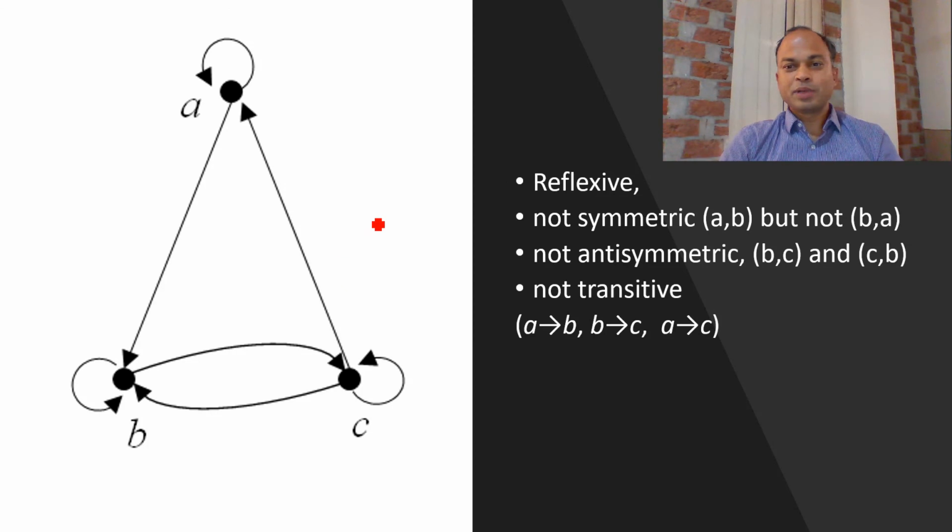If we talk about this particular directed graph, and we have to find out the relation involved in this graph. Here, at every vertex, we have the loop from A to A, B to B, and C to C. If there is a loop at every vertex, then the element is related to itself. Therefore, it supports the reflexive property. If we talk about symmetric, then A is related to B, but there is no edge from B to A. Therefore, this relation is not symmetric.